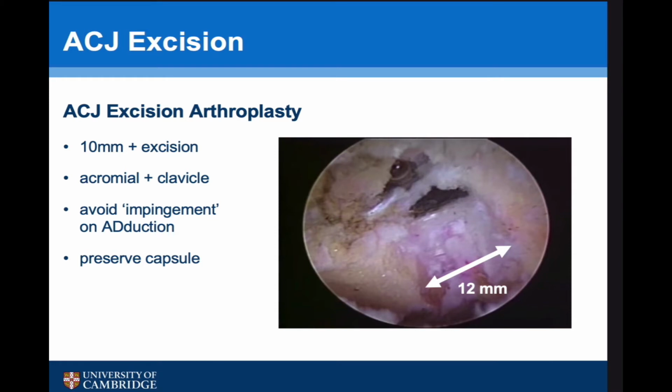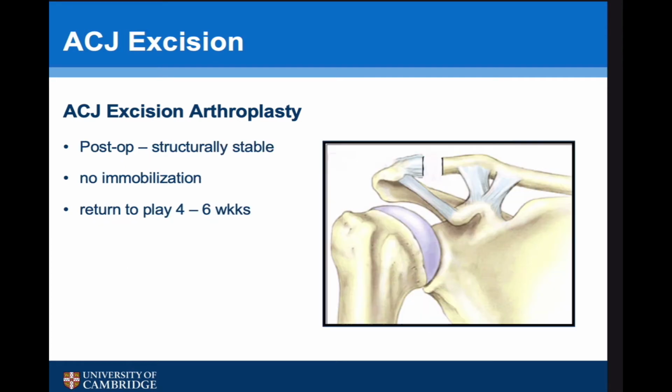So this is an arthroscopic view from below. On the left hand side we can see the undersurface of the acromion where an acromioplasty has been done. On the right hand side the clavicle, and we can see that the superior acromioclavicular ligament has been maintained and there's a 12 millimeter gap between the bones.